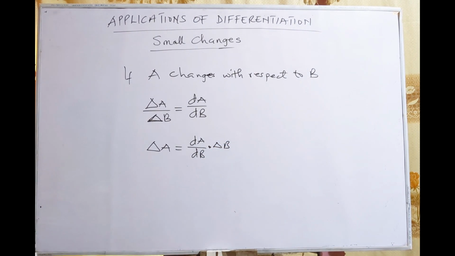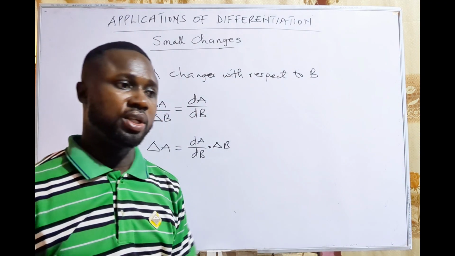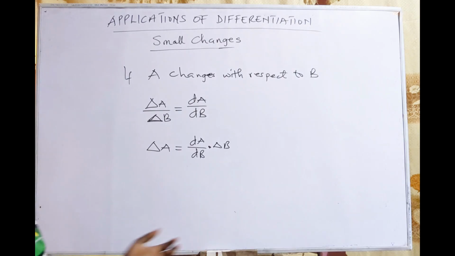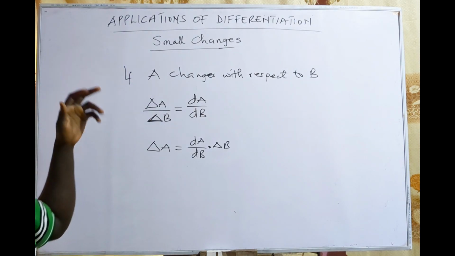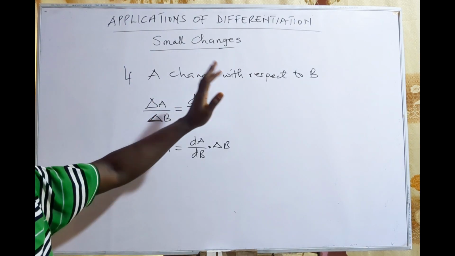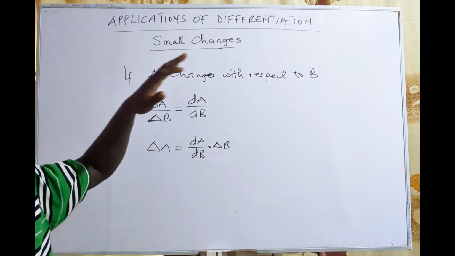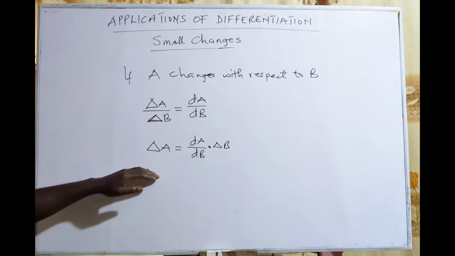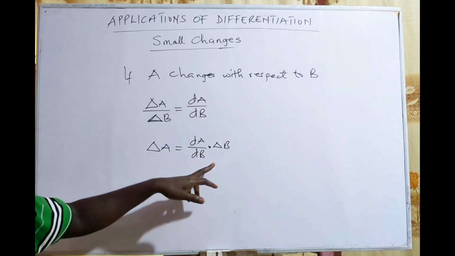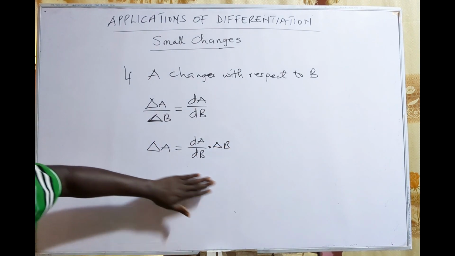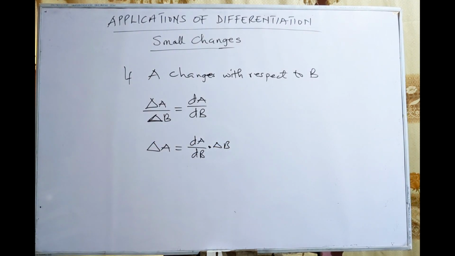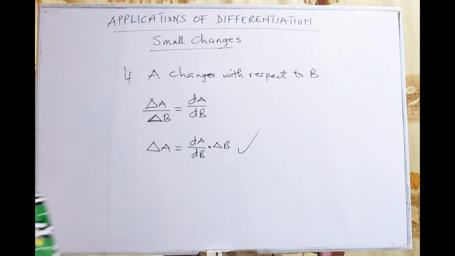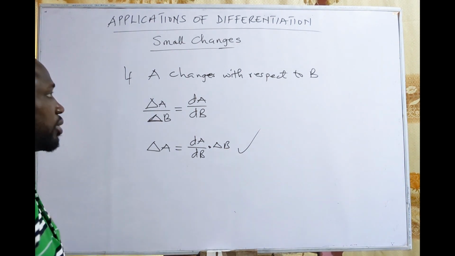So if A is changing with respect to B, let's say area is changing with respect to the radius, then the change in the area over change in radius is equal to dA over dr, the area over the radius. So when we are supposed to find the change in A, then the change in A will become dA over dB times the change in B. Is that okay? Alright, so that is the general formula we can use to find a small change.